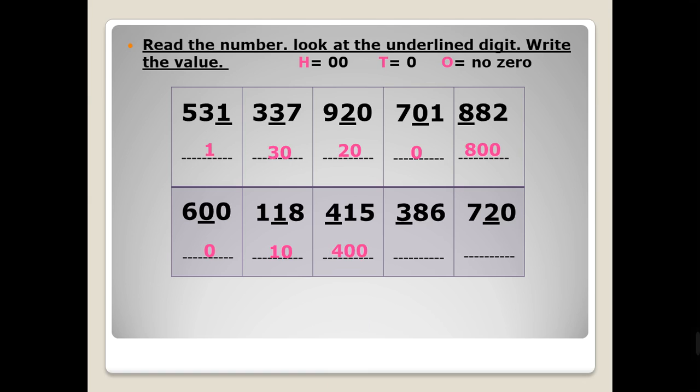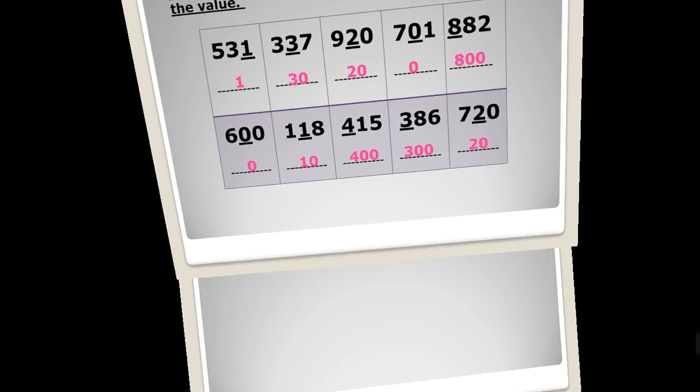Then 386, the underlined digit is 3. 3 is in the hundreds place, so I will put 2 zeros after the 3. The value of 3 is 300. The last one, 720. I said 20, and 2 is in the tens place, and tens has 1 zero, so the value of 2 is 20.